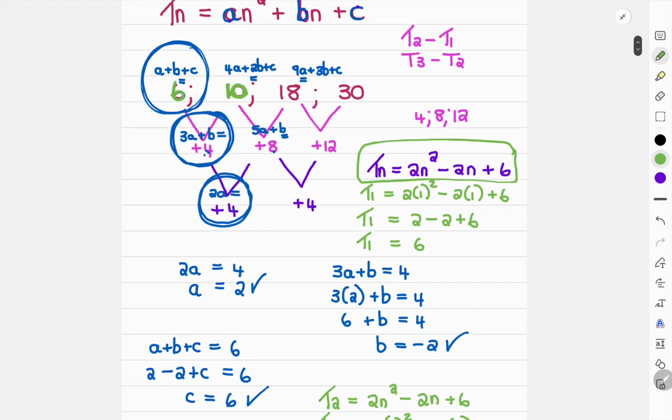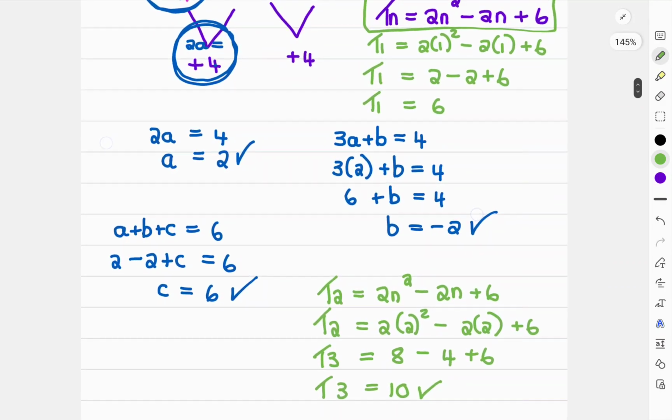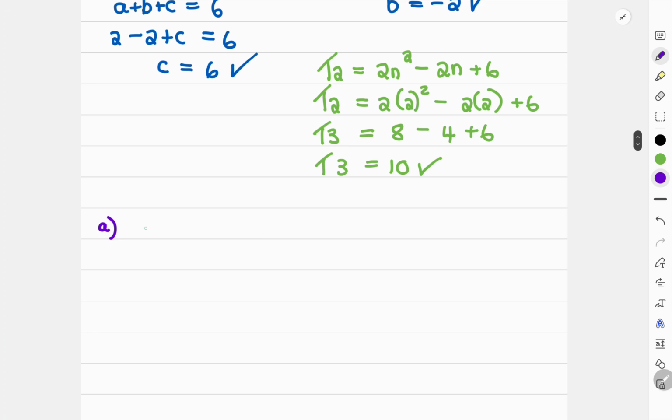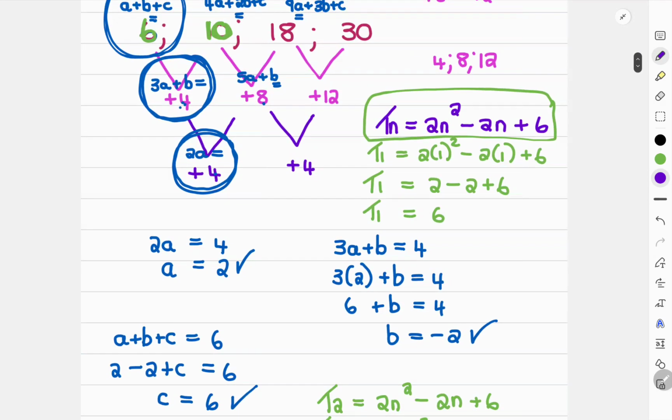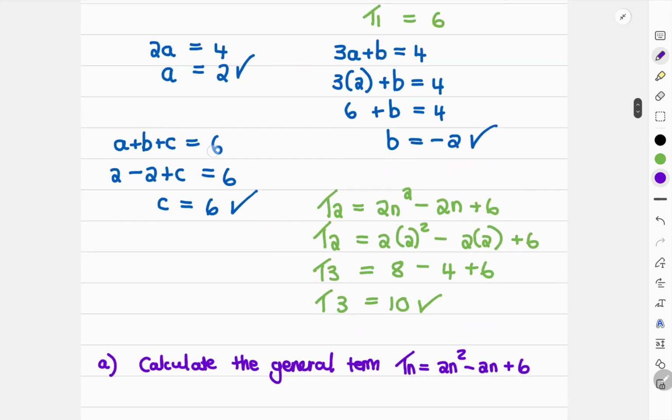So that, everything that was just to find our general term. So if they say calculate the general term, that is what you're going to do. Then you get questions like this. So A, calculate the general term. Okay, so we did that. It's this one over here. Tn is equal to minus 2n plus 6.